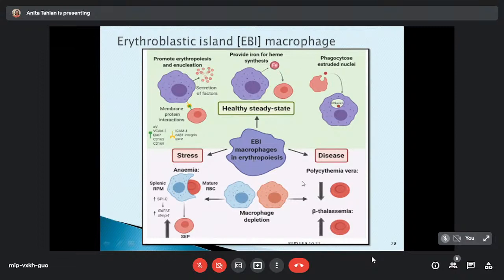What happens in stress and disease? For example, whenever there is stress, the splenic macrophages will engulf these RBCs and produce anemia. And depending on the disease, the macrophage may be depleted or may be increased. So just to say that this erythroblastic island will respond to the disease process.